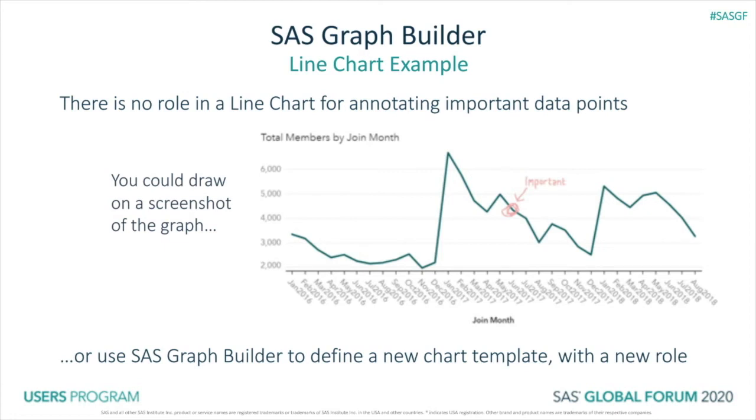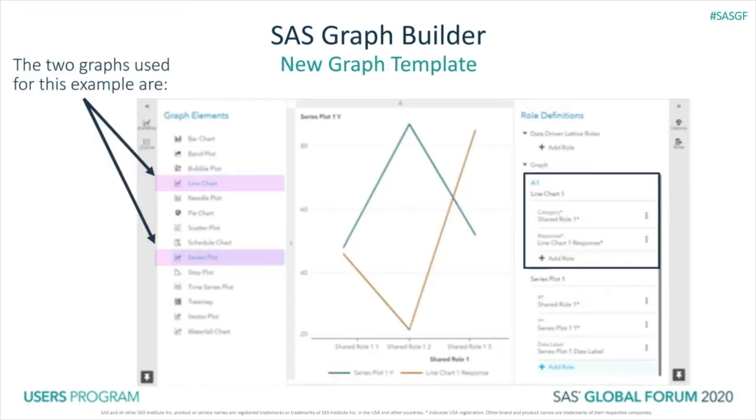Okay, so here's a screenshot of the SAS Graph Builder. It's an application that looks quite similar to the Visual Analytics layout, so it's user-friendly. On the left-hand side, you've got your graph elements. Each of those are the templates that you can start with. You can drag them onto the middle, overlay them on top of each other, and then use properties from both to create your final graph.